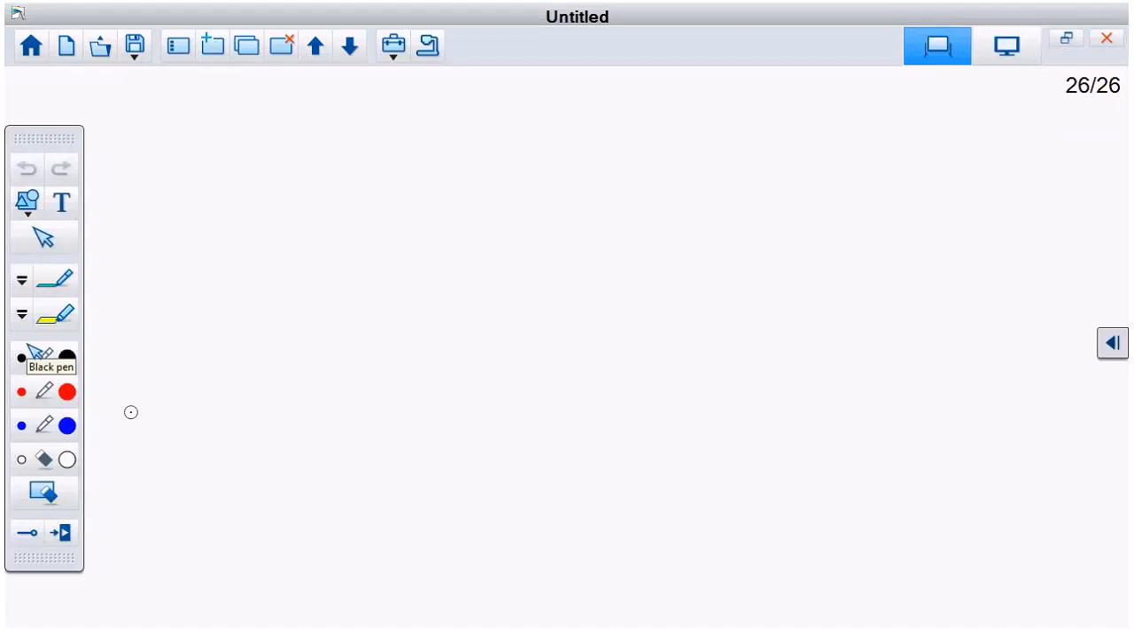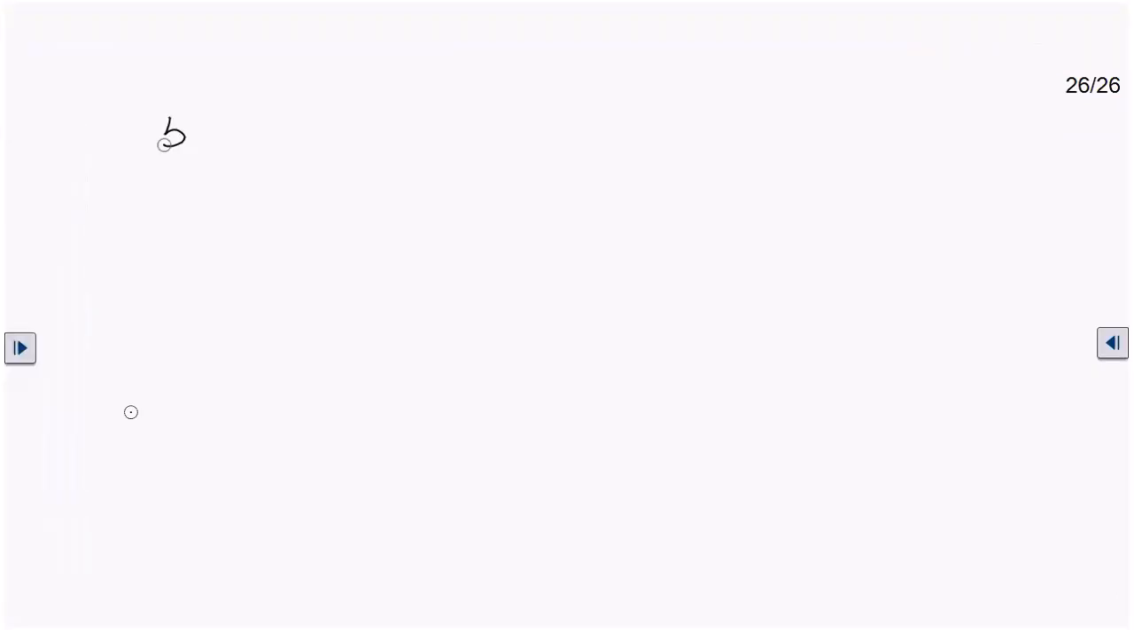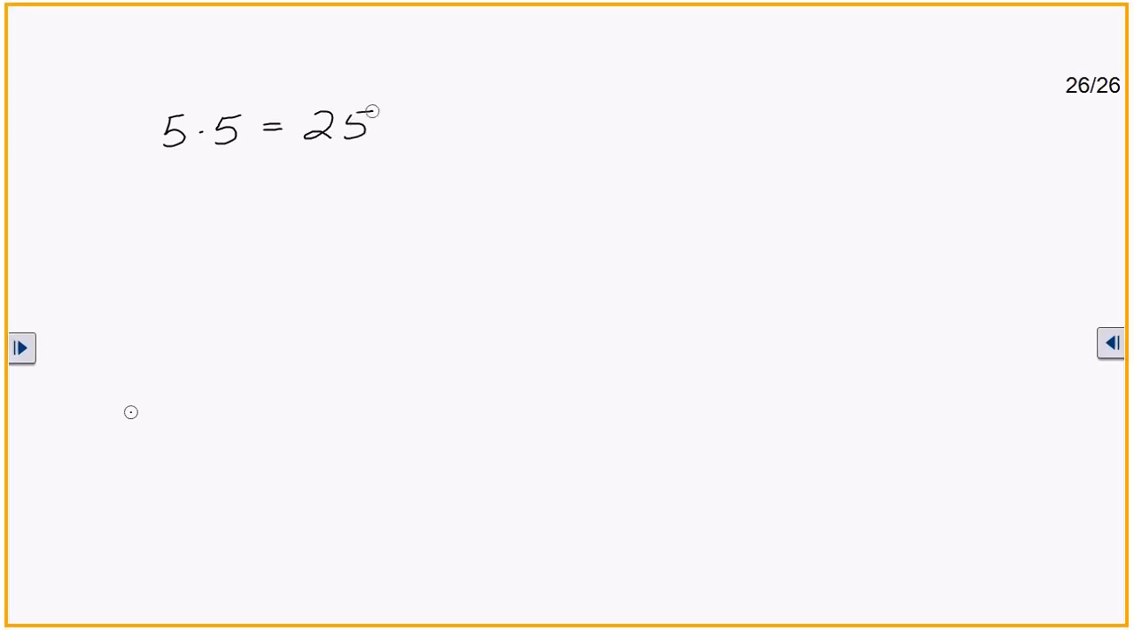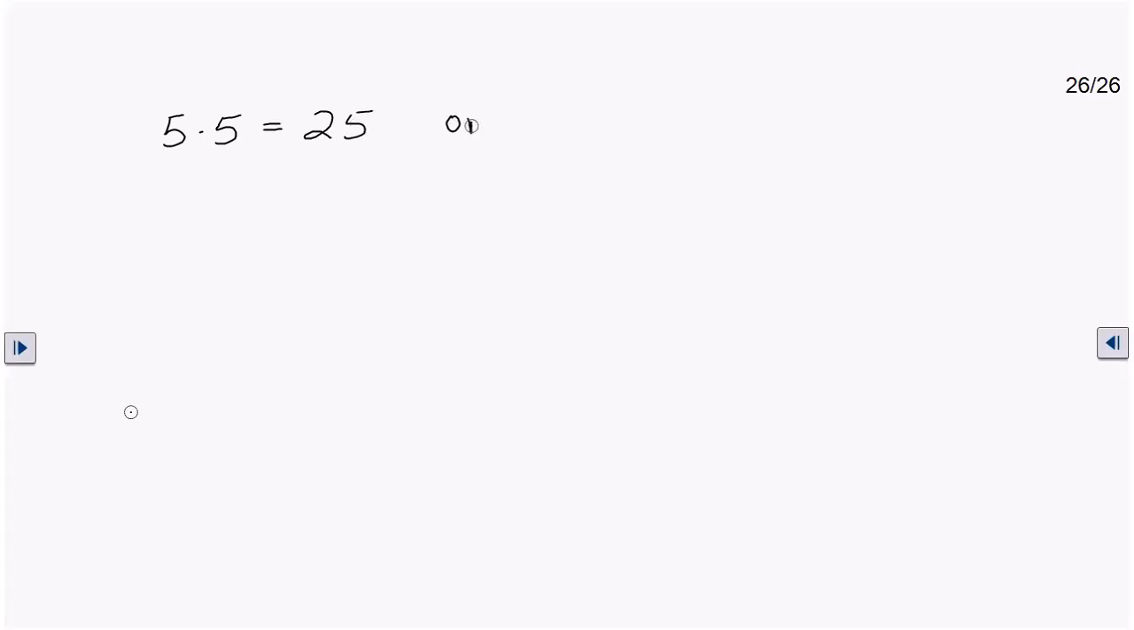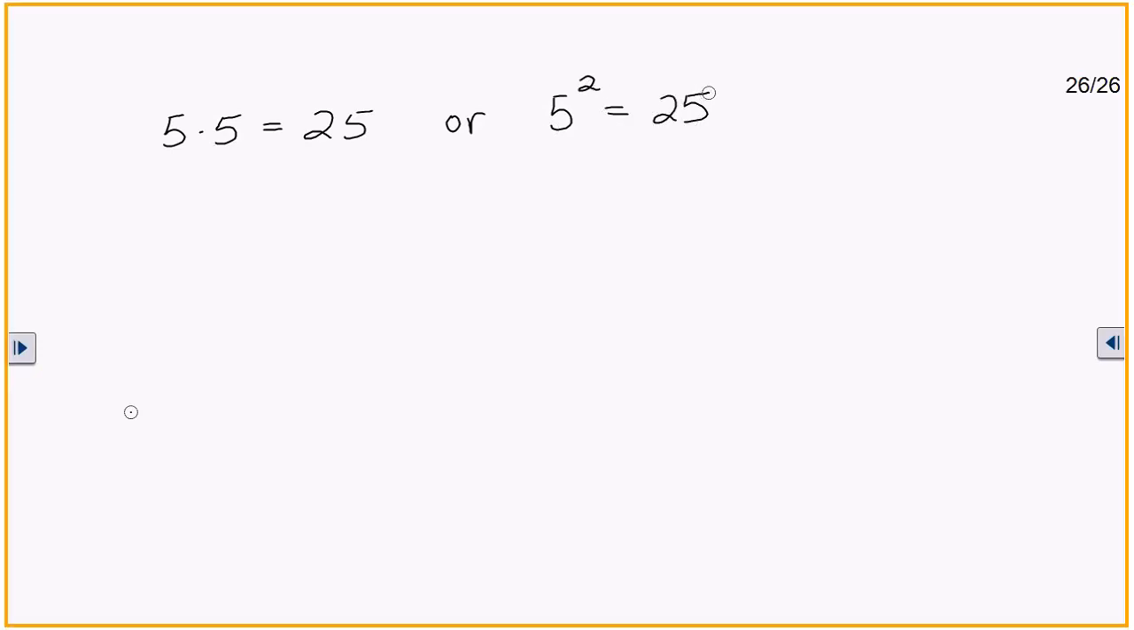5 times 5 is equal to 25. Or 5 raised to the second power is equal to 25. That's called an exponent. Now, to undo an exponent, you take the square root. Okay? To undo an exponent, you take the square root.